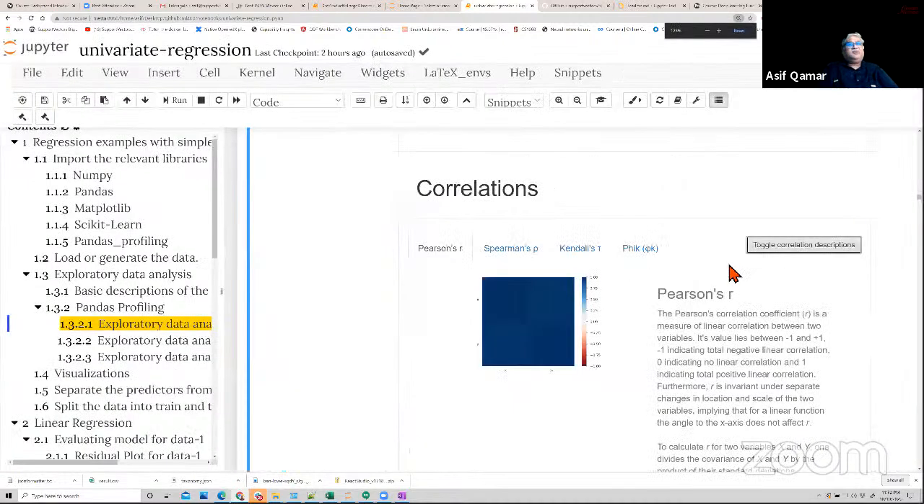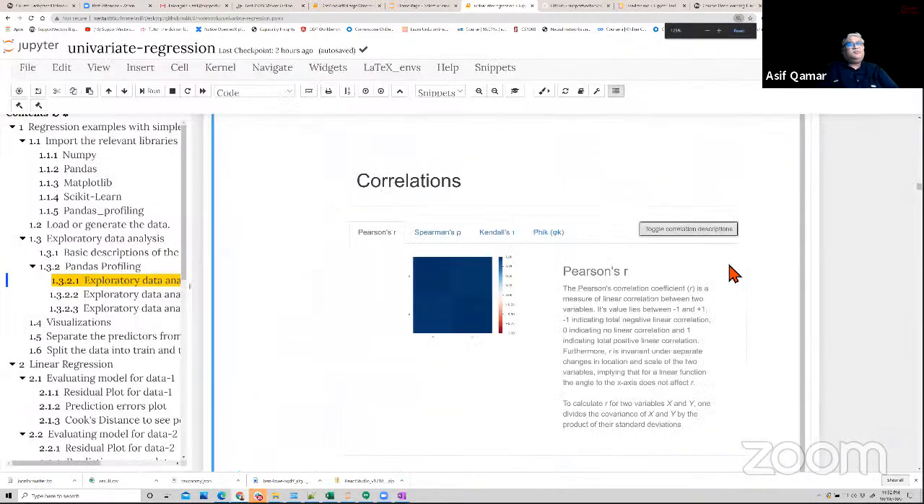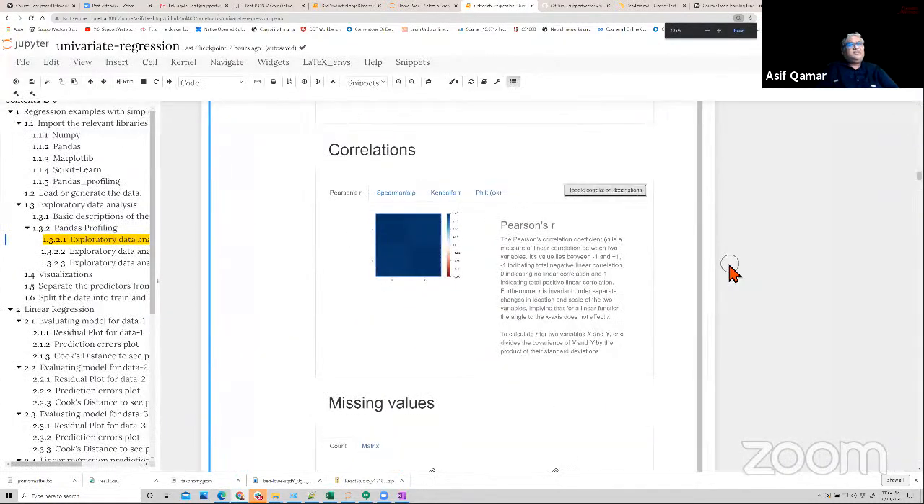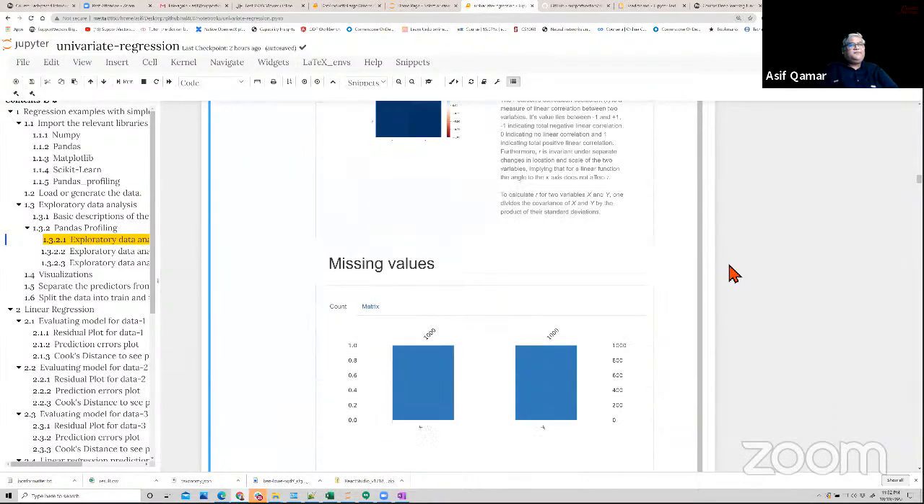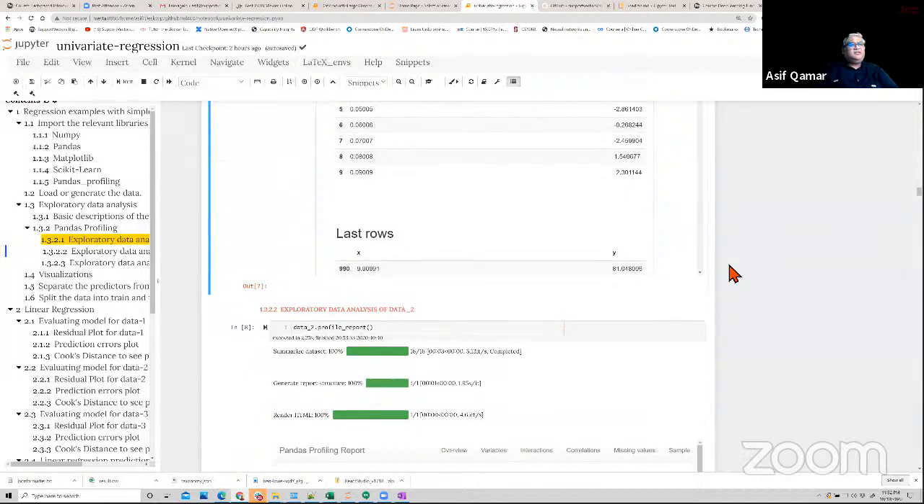Now let me zoom out a little bit. Oh no, this is becoming too small perhaps. So let me know, guys, when it becomes too small for your screen. Missing values? There are no missing values. So the data looks good.